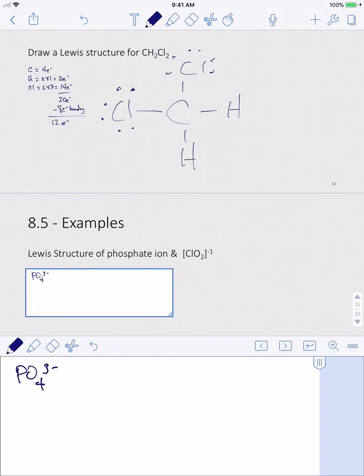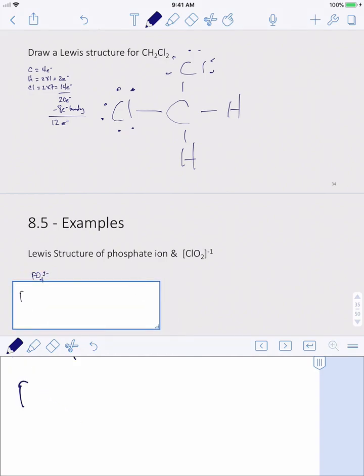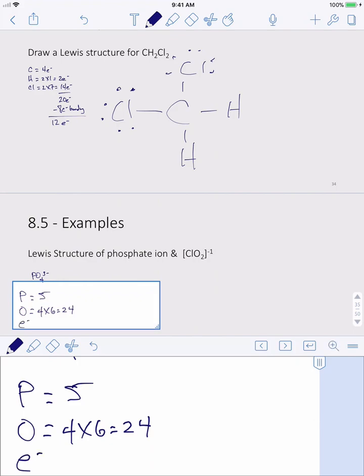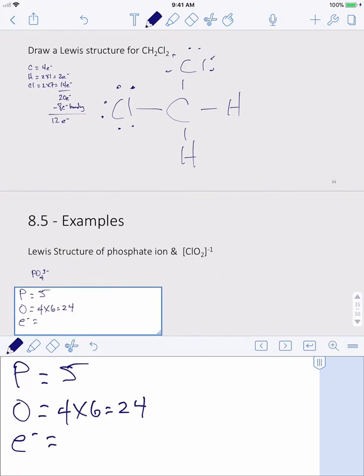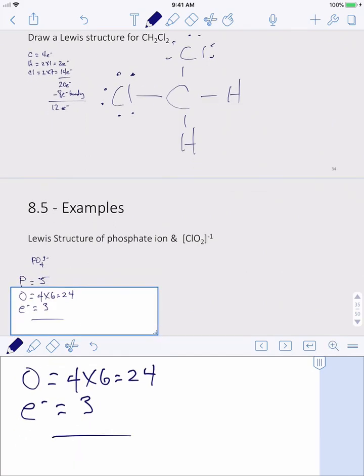So here for our valence electrons, phosphorus should have 5 valence electrons. Oxygen should have 4 times 6 for 24. And then we have extra electrons, so that -3 charge on there is 3 additional electrons, so we have to add in 3. So if we add up 5 plus 24 plus 3, we get 32 total electrons that need to be distributed to this structure.